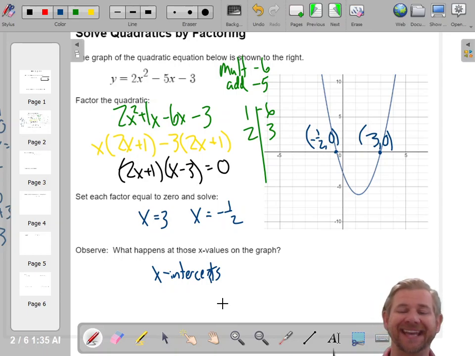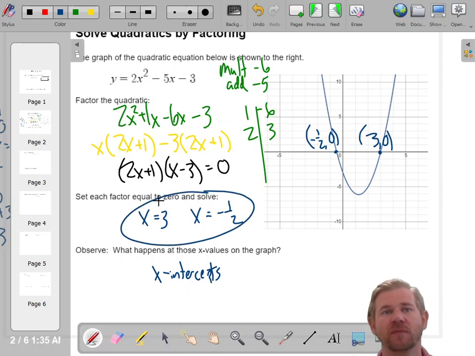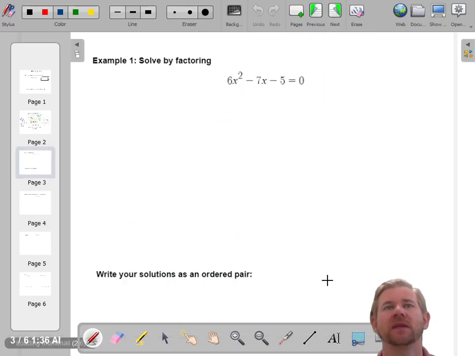And we're going to be analyzing quadratics quite a bit, so it's important that you have the connection between the factors, the factored form, the zeros, and then on the graph, what the zeros represent. So we're just going to practice this a little bit. This says solve by factoring. So it already equals 0 for me.